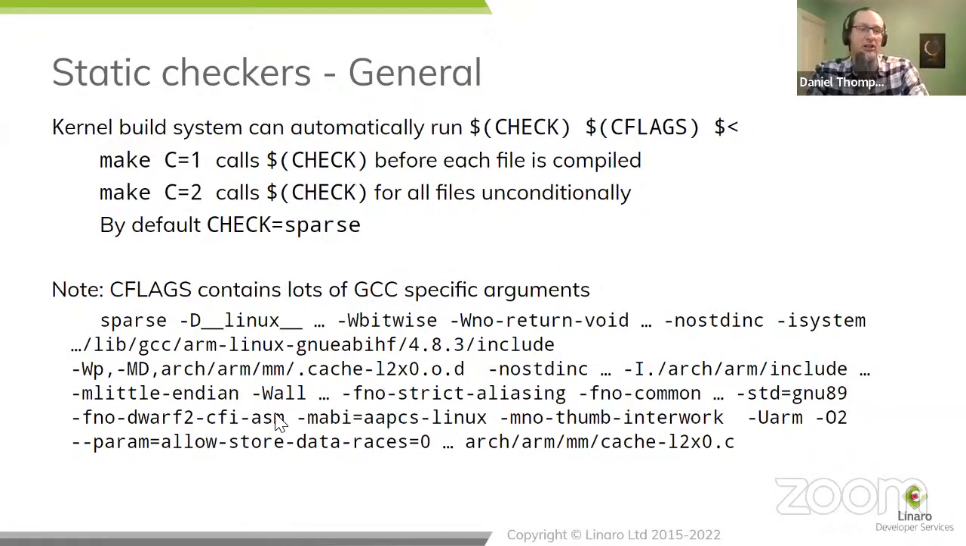And obviously CFLAGS in the kernel does contain a whole pile of GCC-specific arguments that the checker wrapper, sparse, needs to know how to ignore. So it needs to know what it needs to look at. So the -I's, which tell it where the include files are, are necessary so that it can see the preprocessed source. But the -m flag that tells it that you want to enable thumb is of no interest whatsoever for a static checker, so that just gets thrown away and ignored. But it knows how to parse the GCC arguments without getting confused.